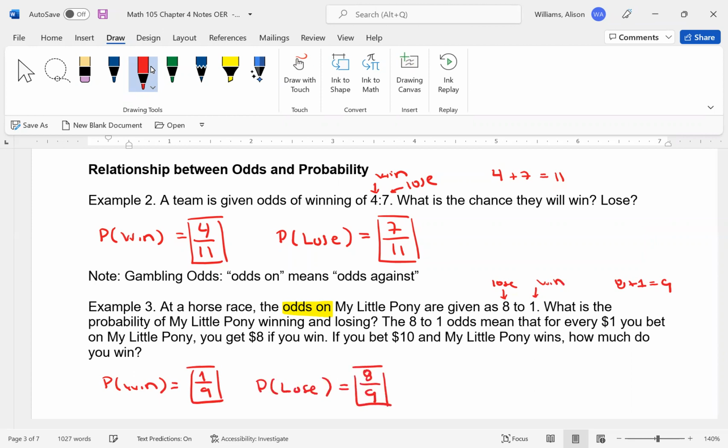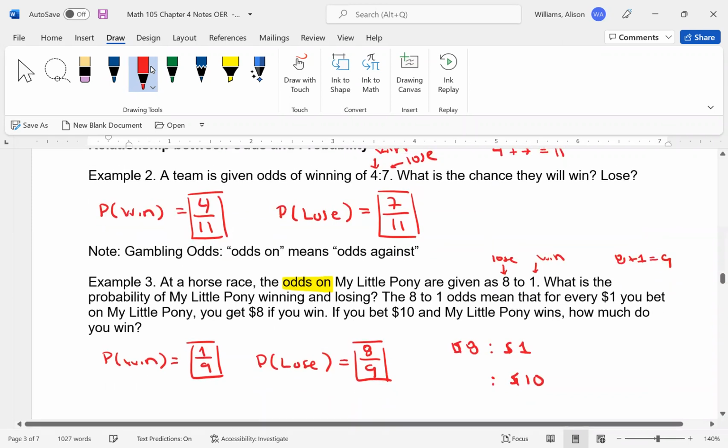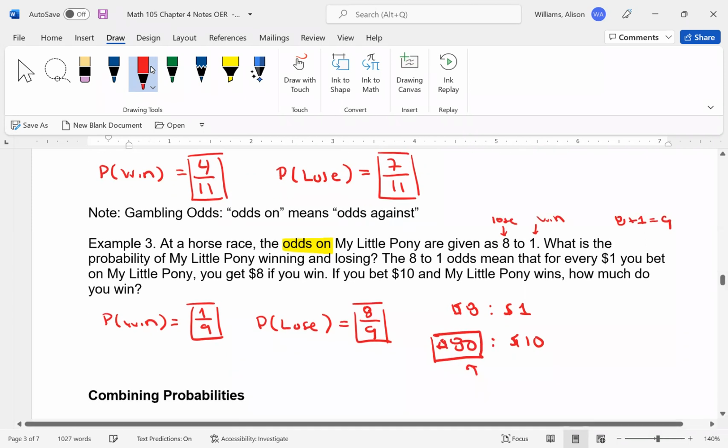Now, the 8 to 1 odds means that for every $1 you bet, you get $8 if you win. That's how odds work. It's telling you what your winnings will be. So if you bet $10 that My Little Pony is going to win, you're going to expect $80 in winnings if you bet 10.